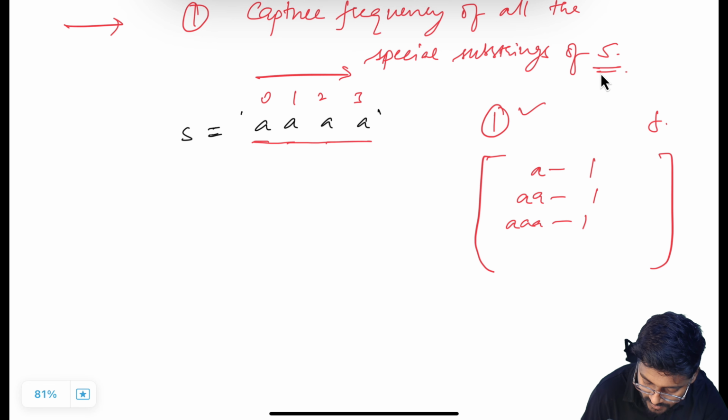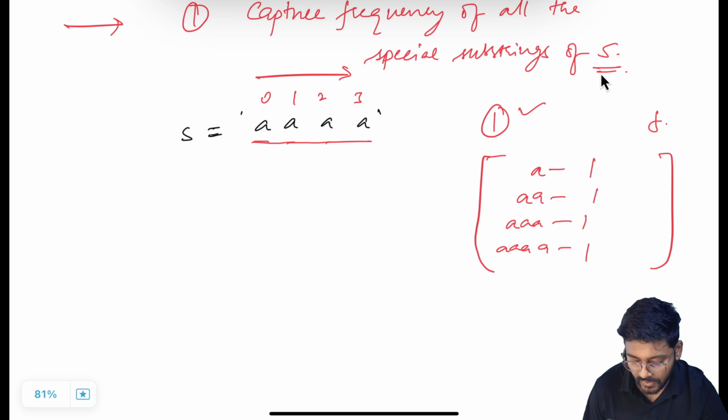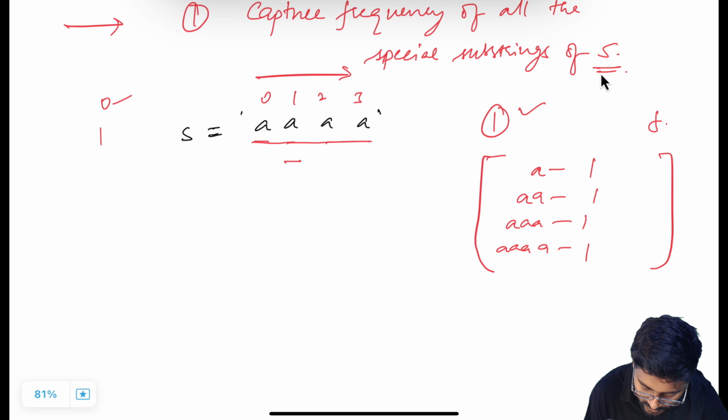And then 4 times A is also valid. AAAA one time. In this iteration, what I did is I captured or explored all the spatial substrings starting with 0. And in the next iteration, I will capture all the spatial substrings starting with 1. So starting with 1, I have 1, A.